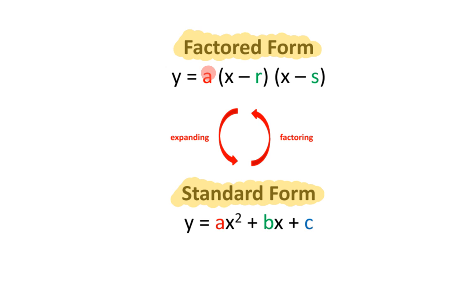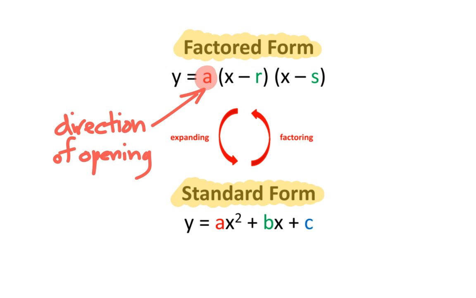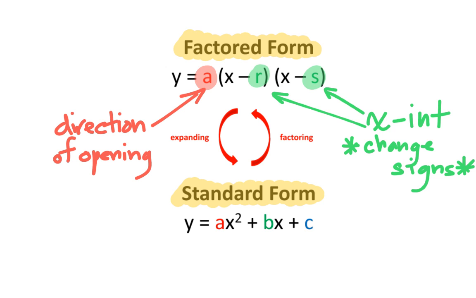In factored form, the variable of a tells you the direction of opening, whether the parabola is opening upwards, smiling, or opening downwards. Meanwhile, the variables of r and s are related to the x-intercepts. Remember, you have to change signs. In standard form, the variable of a tells you the direction of opening, while the variable of b doesn't really tell you anything useful about the parabola. The variable of c tells you the y-intercept.